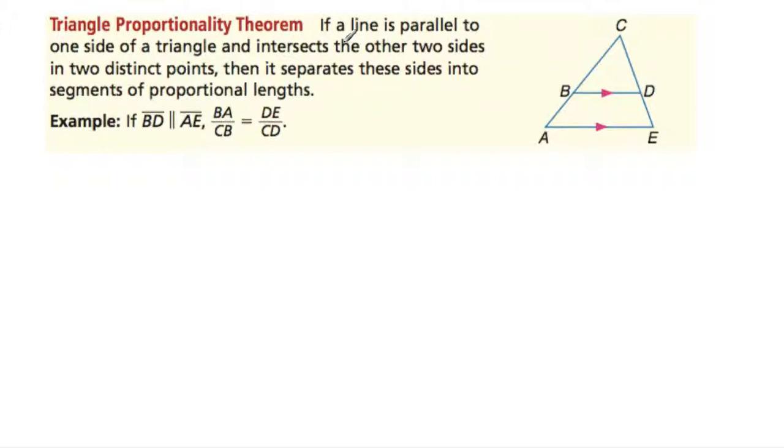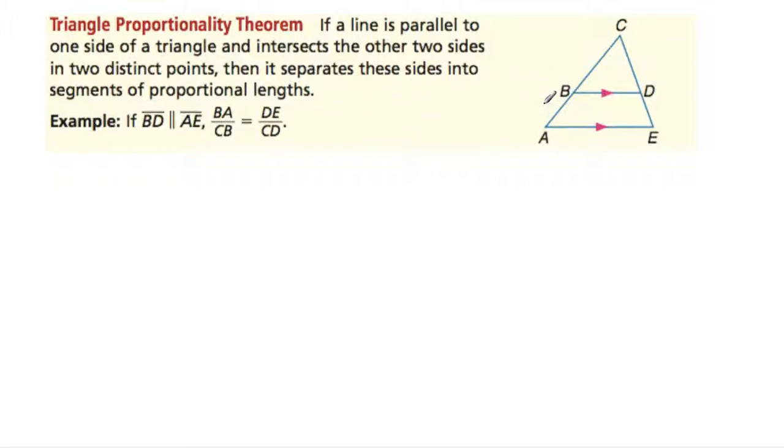But what we have here is a triangle proportionality theorem, sort of skipping that process of breaking these apart into two separate triangles. And what this says is that if you have a line through any triangle that is parallel to one of the sides, then it separates the sides into segments of proportional lengths. So, for example, this one, see how BD is parallel to this base AE? That means that BA to CB is equal to DE to CD. So small to large, small to large. And that's it. That's a theorem.